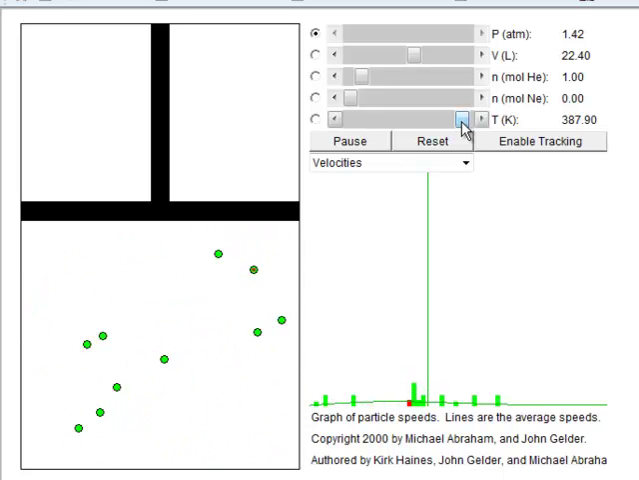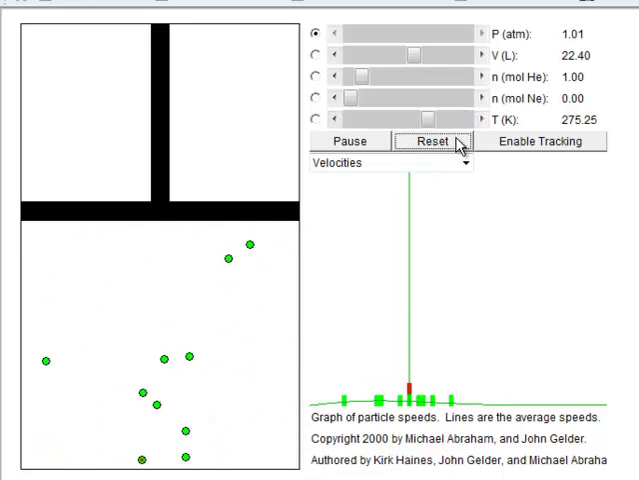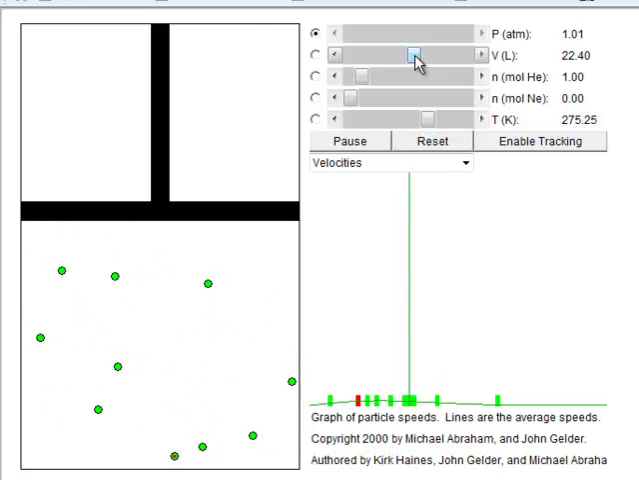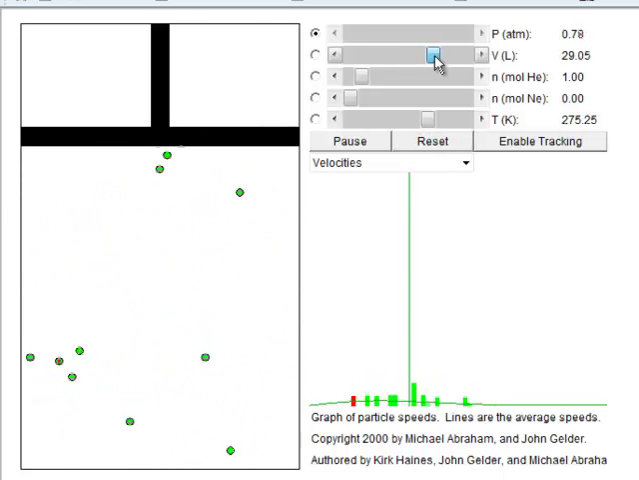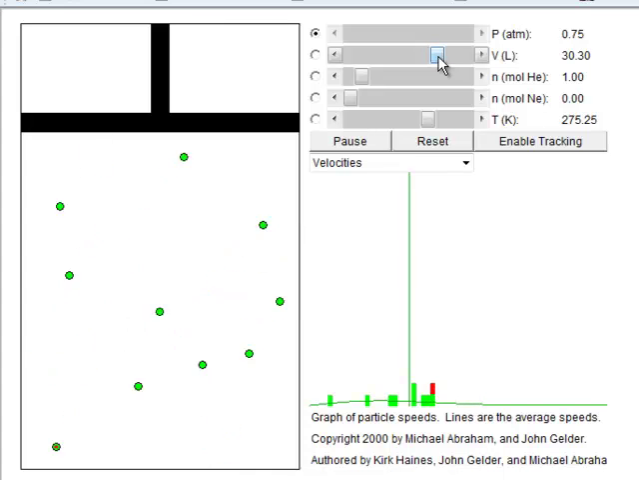Now let's think about pressure and volume. If I keep the temperature constant and increase the volume, then you'll notice the molecules have to move farther to collide with the sides of the container. So the pressure has gone down.